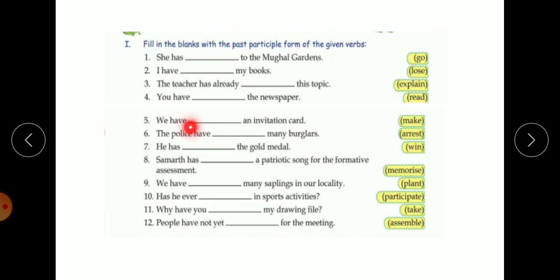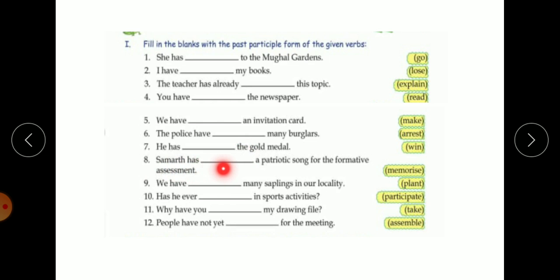Make. Here it will be made. The police have dashed many burglars. Arrest. Here it will be arrested. He has dashed the gold medal. Win. The past participle or the third form of verb of win is won.